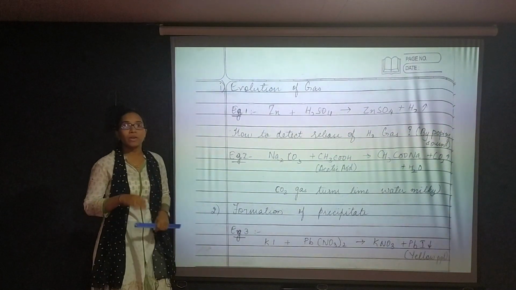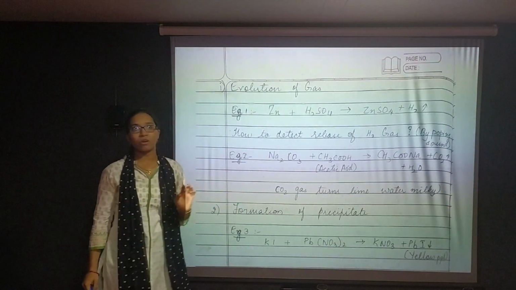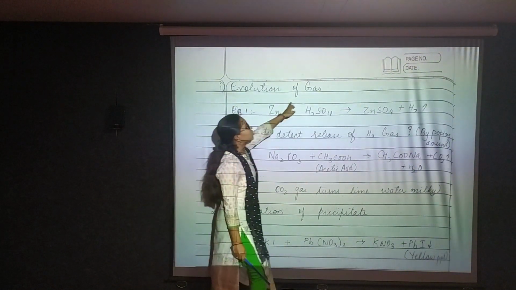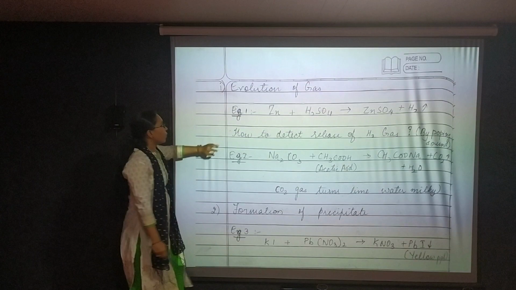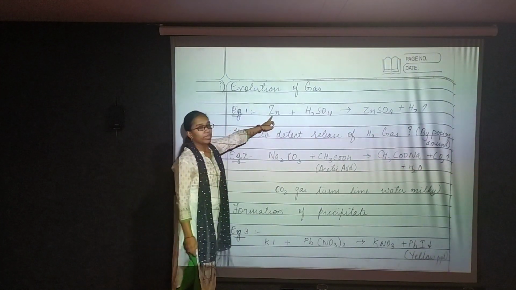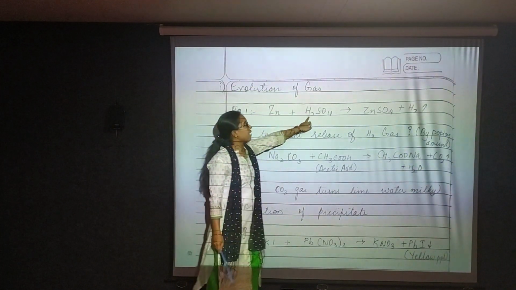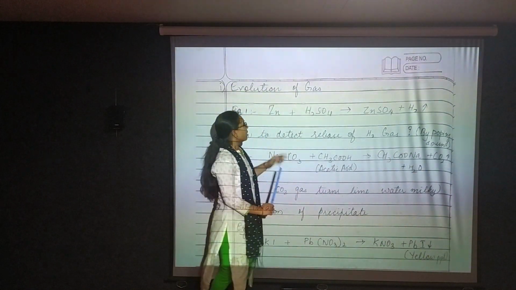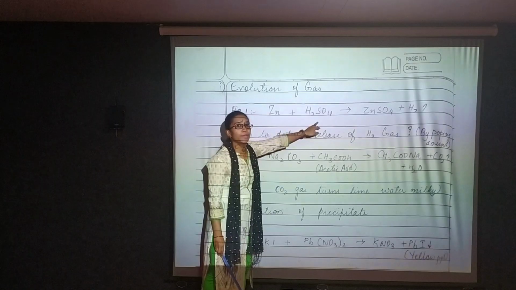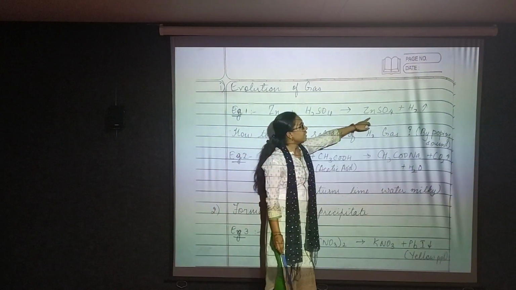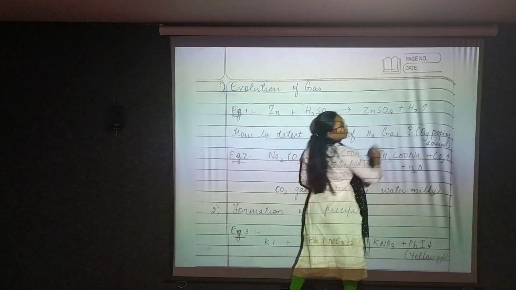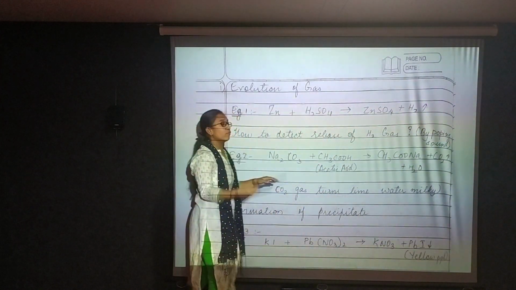So now we will go in detail with all the characteristics of the chemical equations. So the first characteristic, as I told you, is evolution of gas. For example, Zn, that is zinc, plus H2SO4. What is H2SO4? Sulfuric acid. When you combine Zn and H2SO4, you will get ZnSO4 plus hydrogen. You can see this arrow. This arrow means the hydrogen gas is evolved.